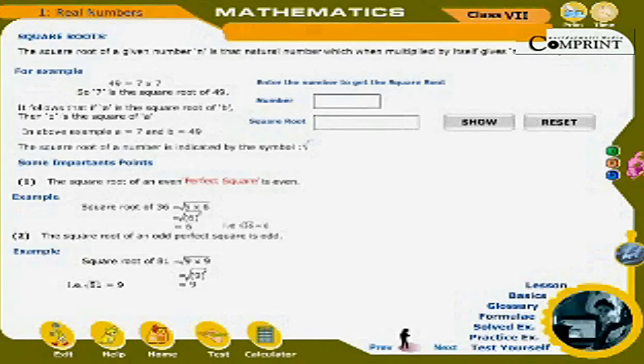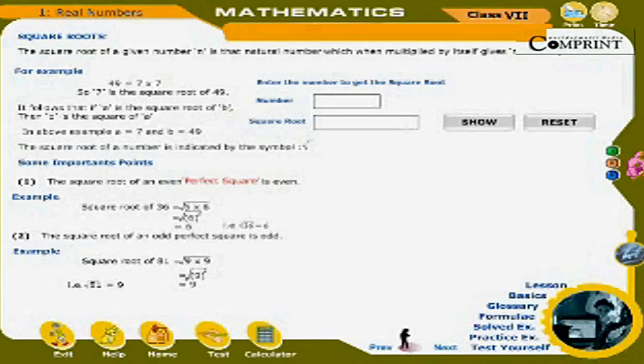Square roots. The square root of a given number n is that natural number which, when multiplied by itself, gives n as the product. For example, 49 is equal to 7 into 7. So 7 is the square root of 49. It follows that if a is the square root of b, then b is the square of a. In the above example, a is equal to 7 and b is equal to 49. The square root of a number is indicated by the given symbol.